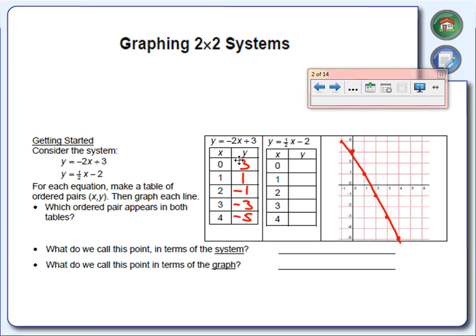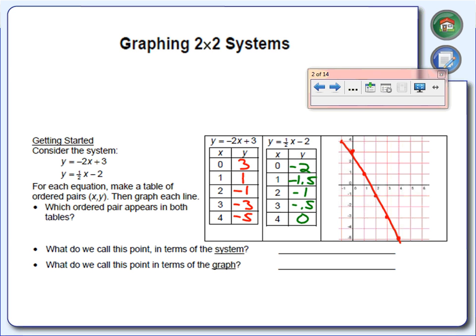Now we're going to do the next equation. So we're going to go back to our calculators. Go ahead and get rid of negative 2x plus 3. Now I want you to type in 1/2 x minus 2. Again, look at your table. Right next to 0, 1, 2, 3, and 4, we're going to fill in those numbers. Let's start with 0. What do you see right next to 0? Negative 2. Next to 1, you should see a negative 1.5. Next to 2, you should see a negative 1. Next to 3, you're going to see a negative 0.5. And the last one, when you plug in 4, you should get a 0.